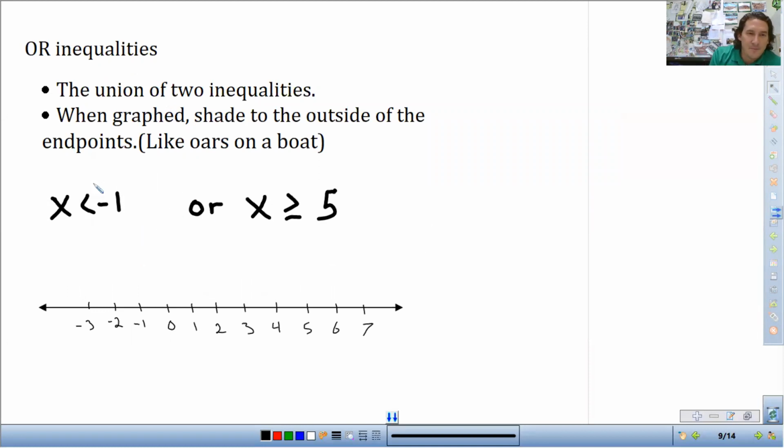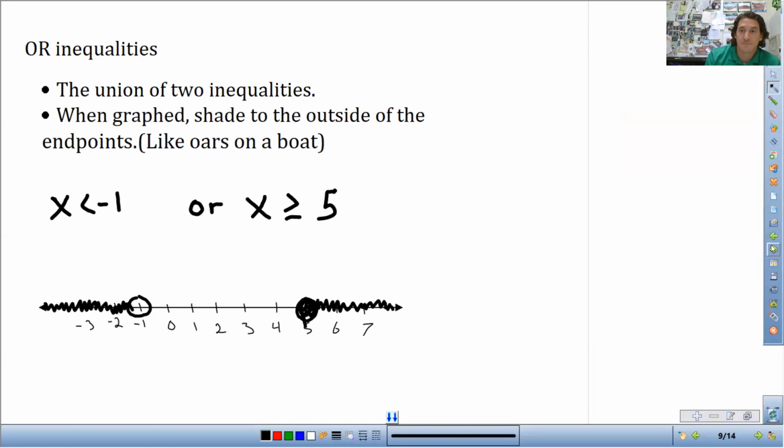So make sure you're paying attention to whether it's an open or closed circle. So at -1, I need an open circle. 5 has a line underneath it, so at 5, a closed circle. And OR inequalities shade to the outside. So x can be less than -1 or greater than or equal to 5.